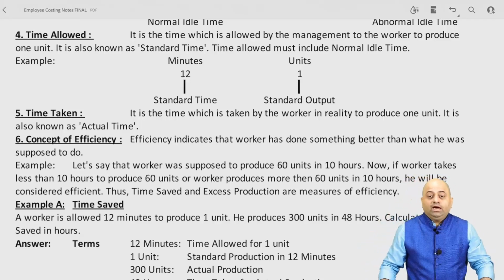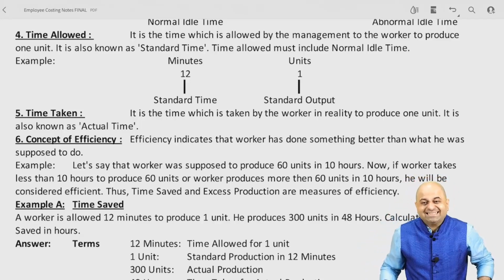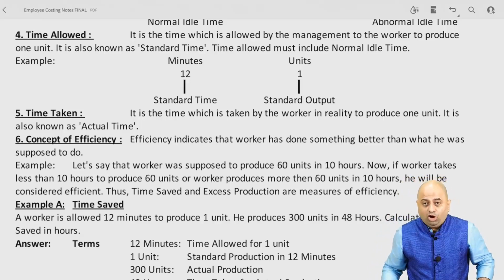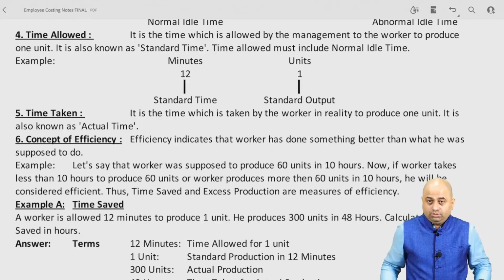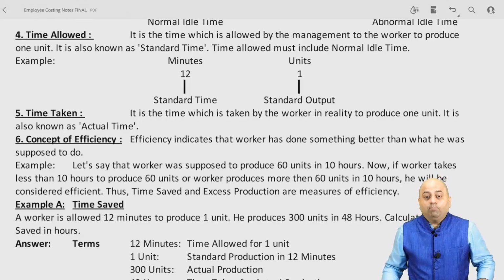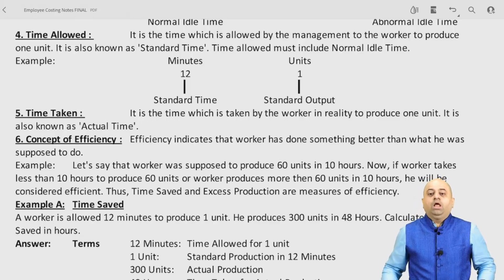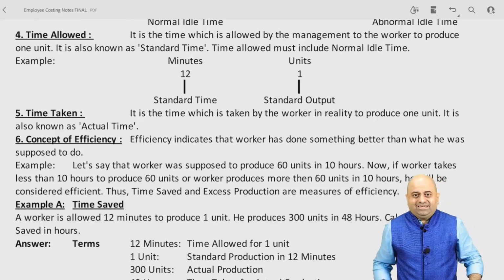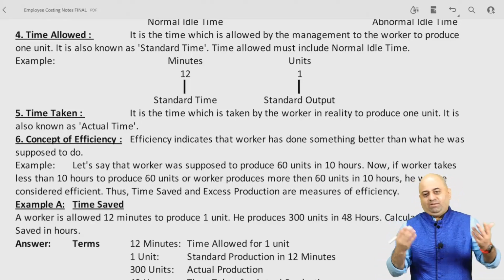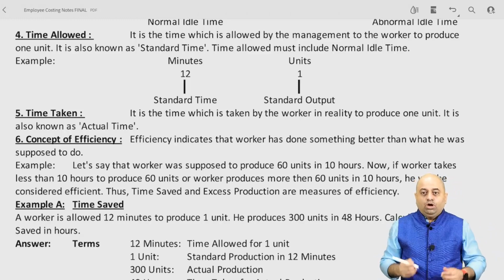Then 12 minutes becomes time allowed for one unit. Wait. Time allowed can also be called standard time, and in this case, one unit can also be called standard output. A very important point to note is that time allowed must include normal idle time. It's natural, isn't it? Workers are bound to take lunch, so you need to allow them time accordingly. I'm sure you understand the point which I'm trying to portray to you.